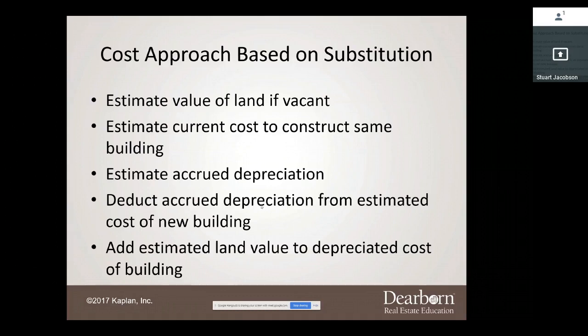So here's what they do: they estimate the value of the land, then they estimate the current cost to construct the same building. They estimate accrued depreciation, deduct that accrued depreciation from the estimated cost of the new building, and then they add the estimated land to it. So it's basically this whole big math equation. You don't have to worry about what the minutia is. You really just need to know this. So what happens is they estimate land, estimate building, then subtract depreciation, and then add what's left.